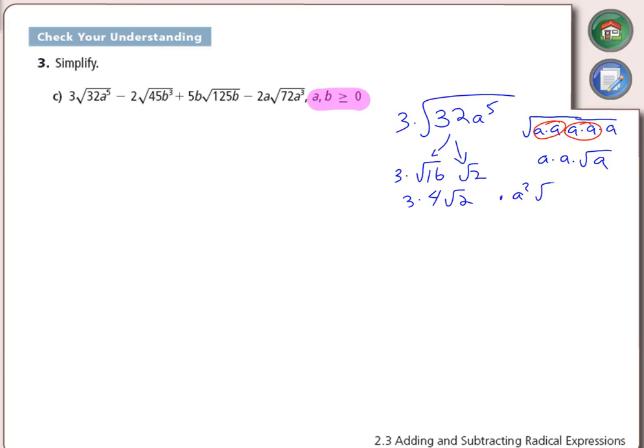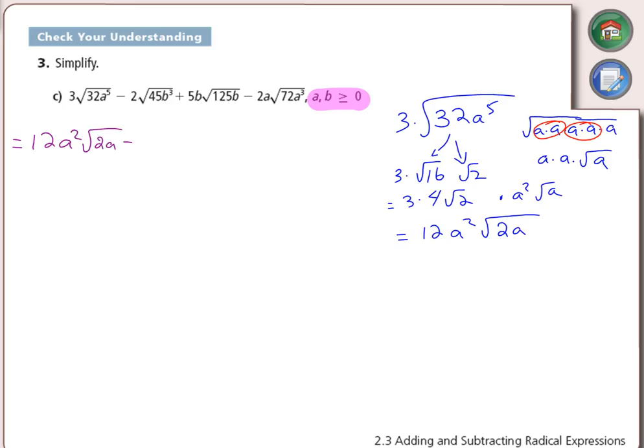All right, let's bring this back together here, combine them. So we got the 3 times the 4, which is 12. A squared, all those are outside the house. And we've got a 2 and an a that have to stay inside. That's reduced now. Bring it up and over. 12a squared, square root 2a.